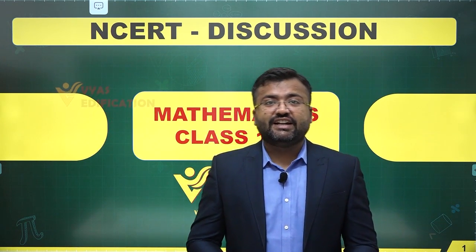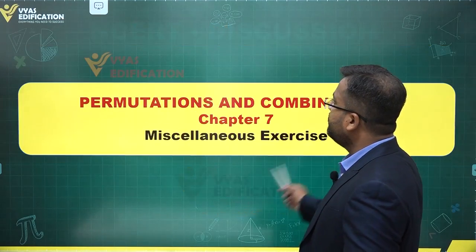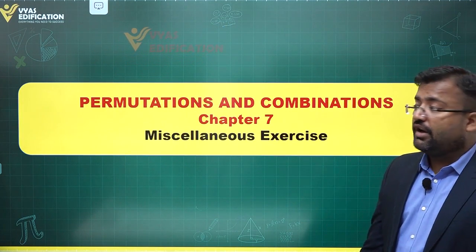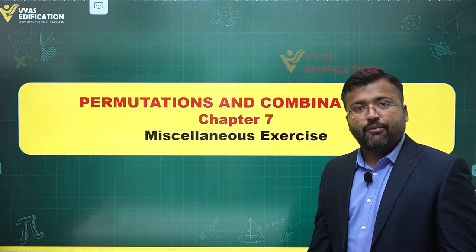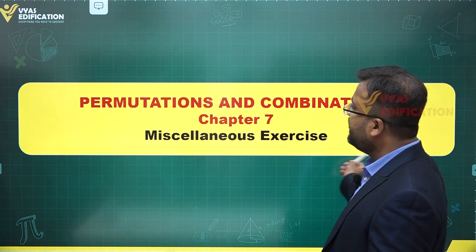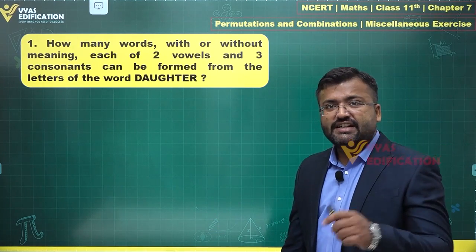In this series of NCERT discussion, it is time to continue further with Mathematics class 11, the chapter Permutations and Combinations, and right now we are dealing with the miscellaneous exercise. Yes, the very important miscellaneous exercise from chapter number 7 will be discussed over here. Let's discuss the first question.